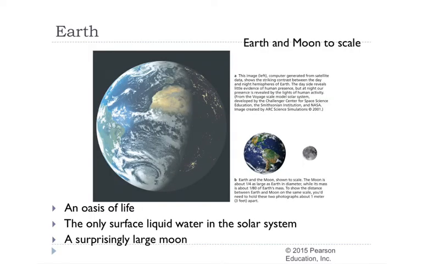At 1 AU from the sun is our home planet, Earth, which is just an oasis of life here. It is the only surface that we know of that has liquid water on the surface, and that's very important. We have found water other places, but here we're talking about on the actual surface. And it has a surprisingly large moon. Typically, moons are not that large compared to their parent planet.